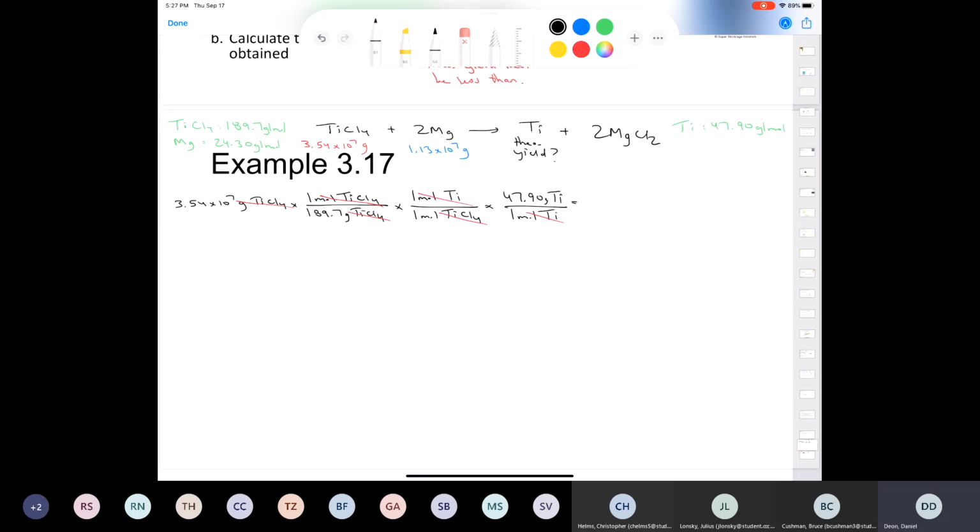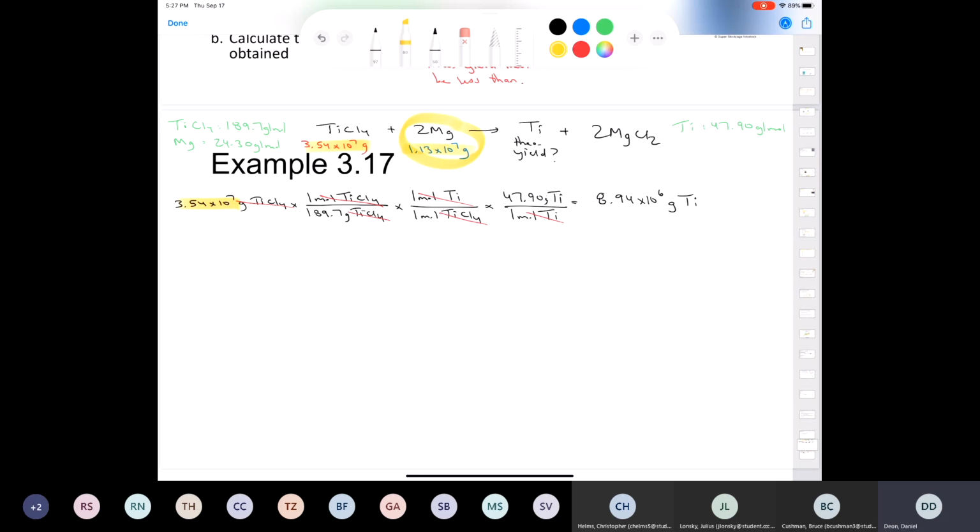So we have 3.54 times 10 to the 7 divided by 189.7 times 47.9. And we end up with 8.94 times 10 to the 6 grams of titanium. Okay, so again, this is what we would get if we had this much titanium 4 chloride and all of the magnesium at our disposal, but we know that's not true.